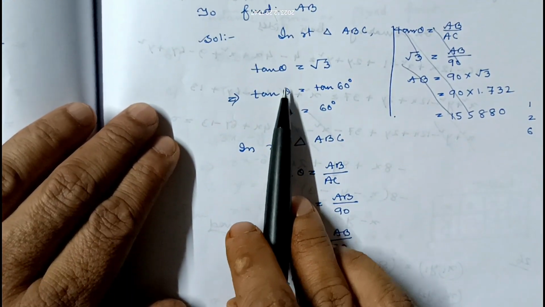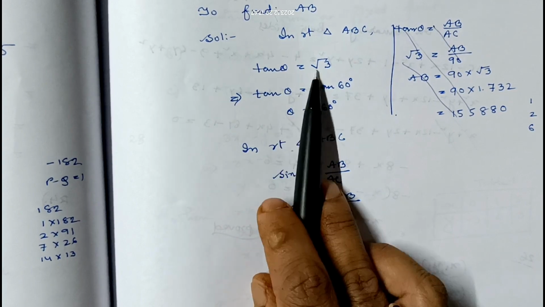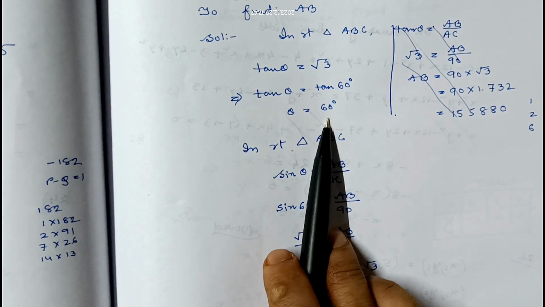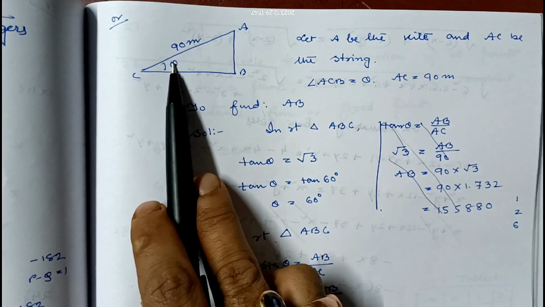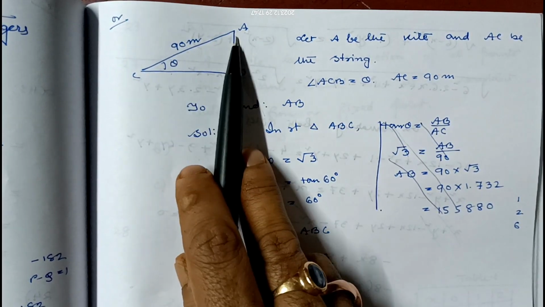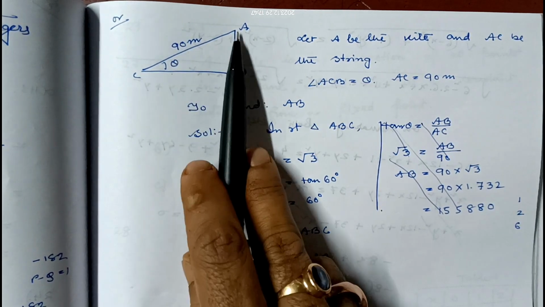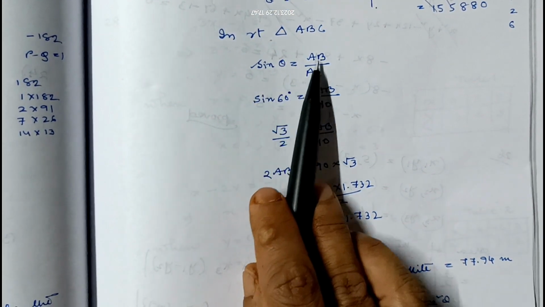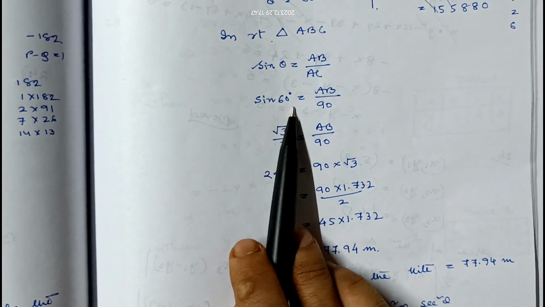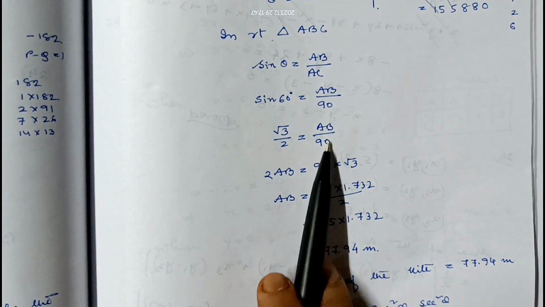In this question it is given that tan theta is root 3. Since tan theta is root 3, that means tan theta is tan of 60. So theta equals 60. Therefore this angle is 60 degrees. Now we know the angle, we know the hypotenuse and we have to calculate the perpendicular. So we have to use sin theta. So we are writing in right triangle ABC, sin theta is AB by AC, sin of 60 is AB by 90. Sin 60 is root 3 by 2, AB by 90.